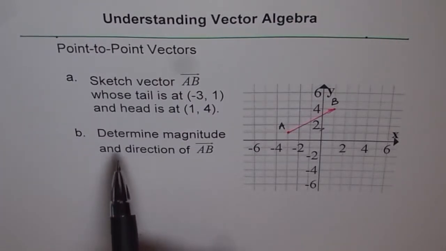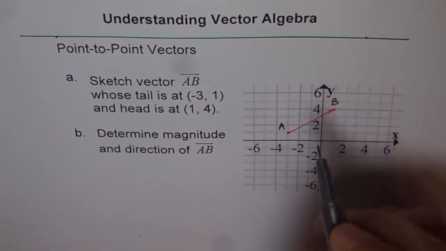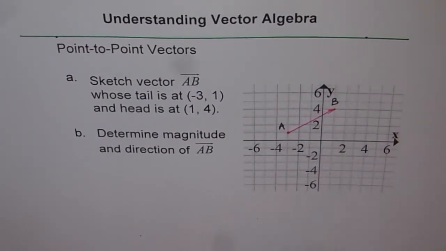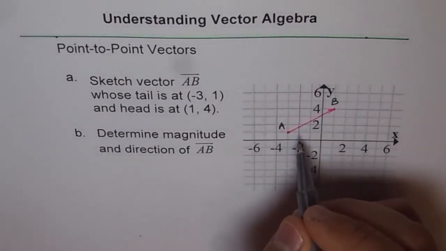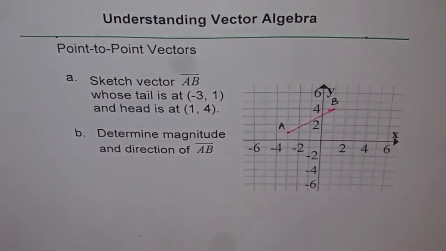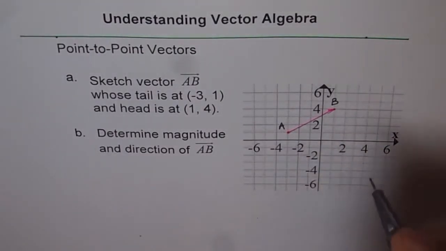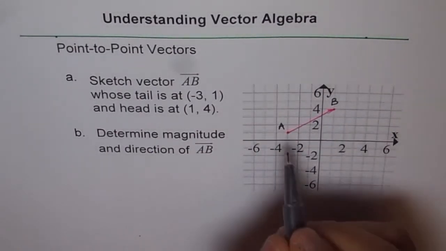Now part B is to determine the magnitude and direction of AB. So let's try to find the magnitude of this given vector. To find the magnitude, what we can do is resolve this vector into its components. We can make a right triangle. We'll do resolving into components later, but what we will do here is form a triangle.